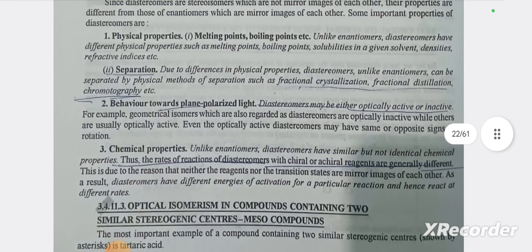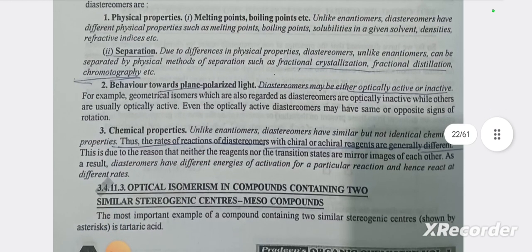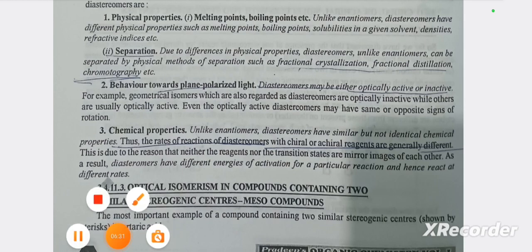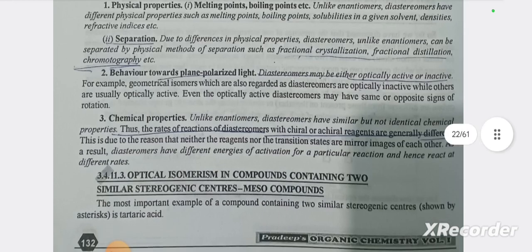Some important properties of diastereomers are physical properties, melting point, boiling point, etc. Unlike enantiomers, diastereomers have different physical properties such as melting point, boiling point, solubilities in a given solvent, densities, refractive index, etc. Separation: due to difference in physical properties, diastereomers, unlike enantiomers, can be separated by physical methods of separation such as fractional crystallization, fractional distillation, chromatography, etc.